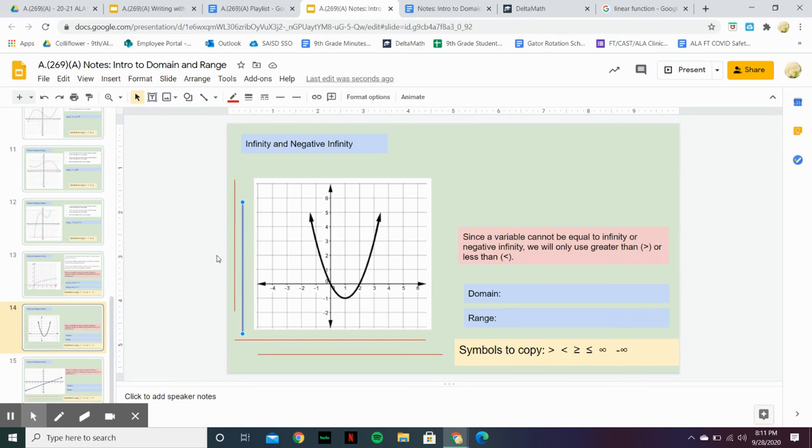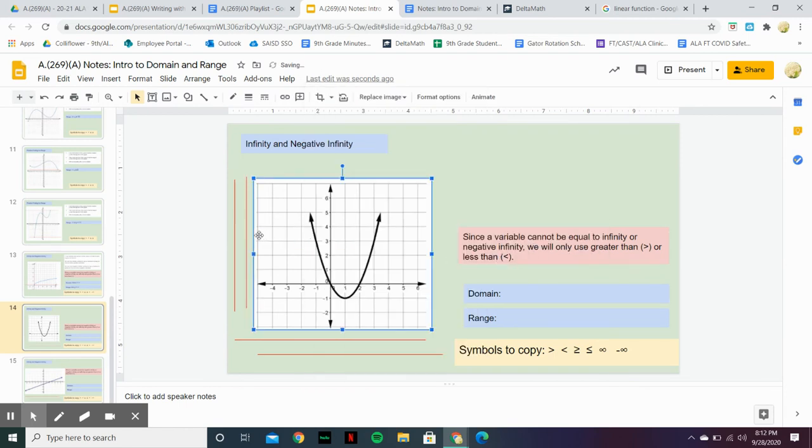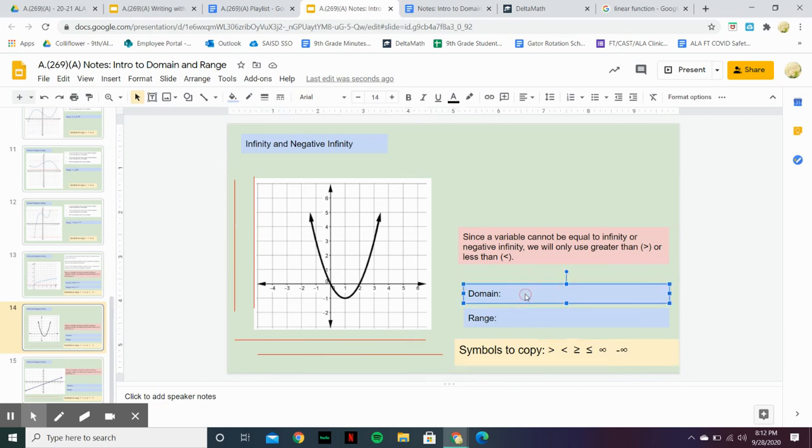In this example, to find my domain, I would look to the left of the graph, but I see these arrows. So these arrows tell me that this function is actually going to keep going ever and ever in both directions, right and left. So my domain does not start here. It's going to actually just be going on forever in the negative infinity direction. So my domain starts with negative infinity. I would say negative infinity is less than or equal to x.